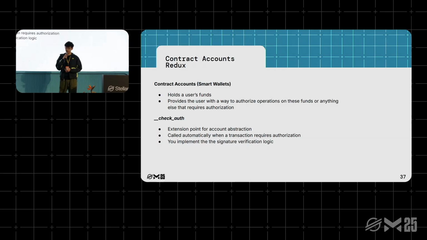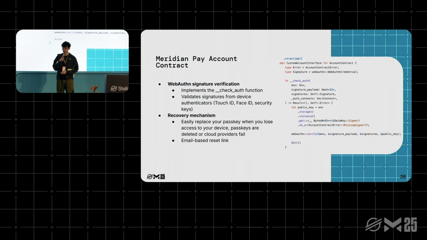Stellar provides the interface specification, but each implementation is custom. You can implement any arbitrary authentication mechanism. For example, you can delegate the control of your smart wallet to a classic account or enforce things like spending limits. For Meridian Pay, we wrote contract logic to verify passkey signatures. We also designed and implemented the ability to replace lost passkeys.